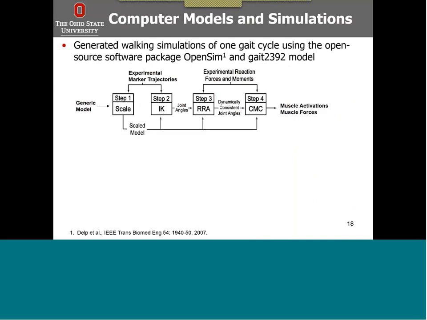Our experimental gait data was then used to generate walking simulations of one gait cycle for each subject using the OpenSim software. And we also used the Gait 2392 model, which is a generic musculoskeletal model included in the software. And the diagram that's shown here is a typical workflow for creating a muscle-driven simulation of gait. And I'll just briefly describe each step in the diagram.